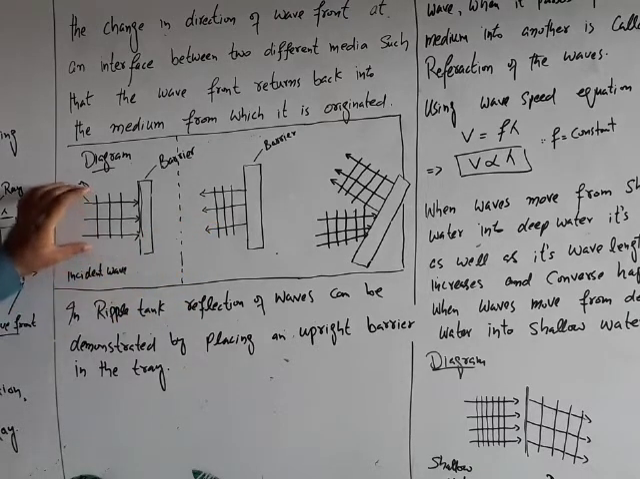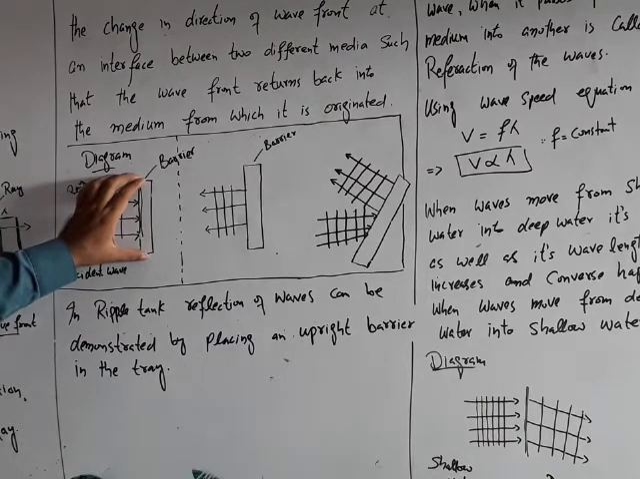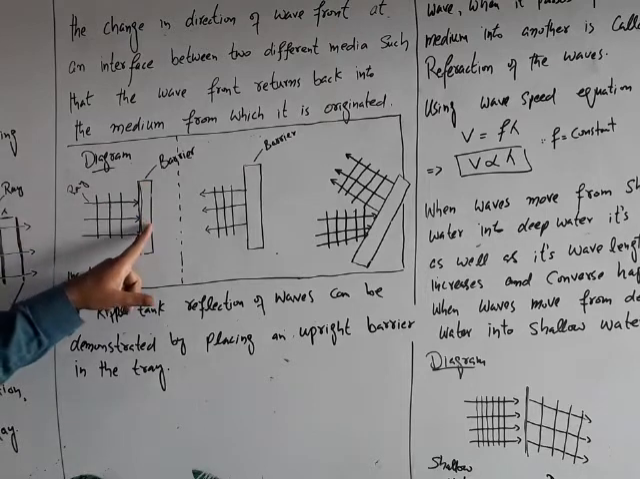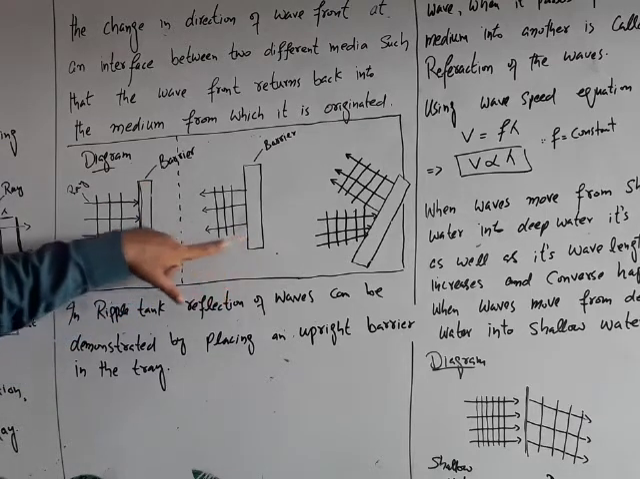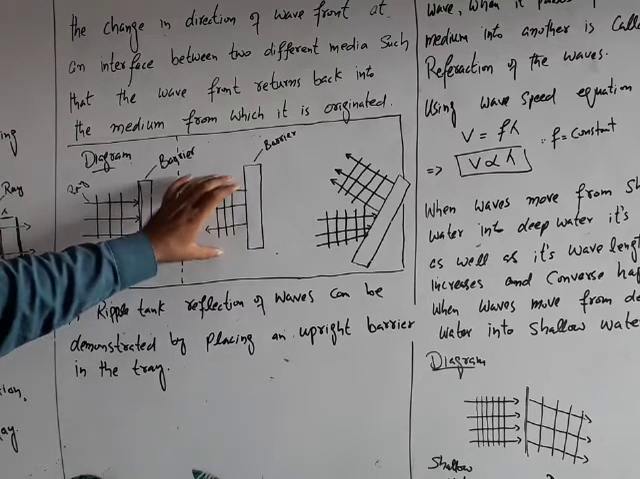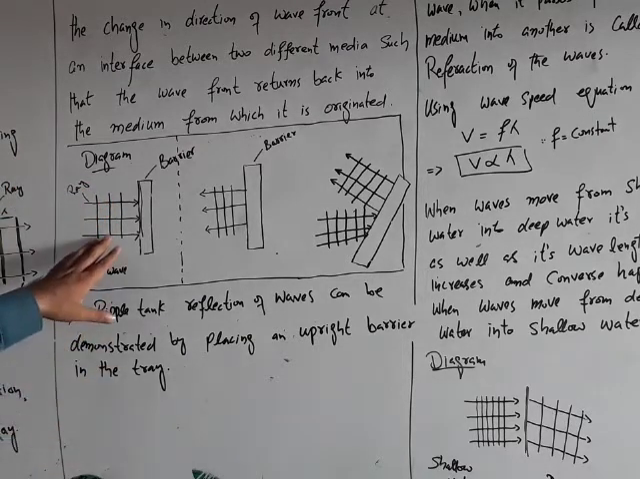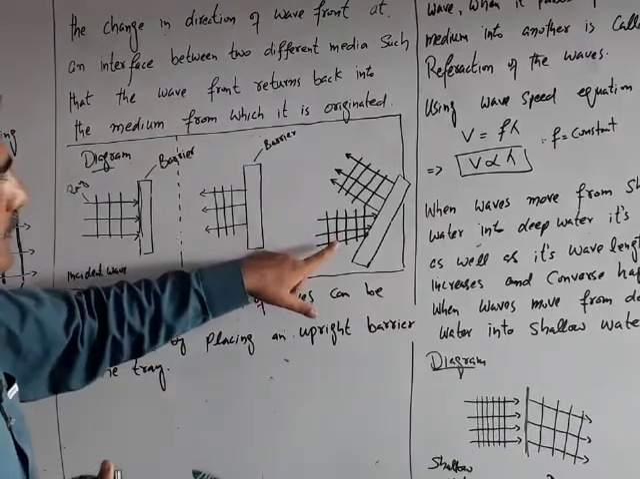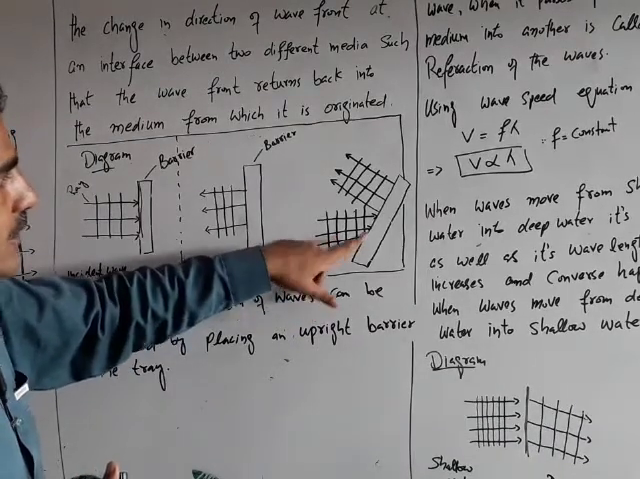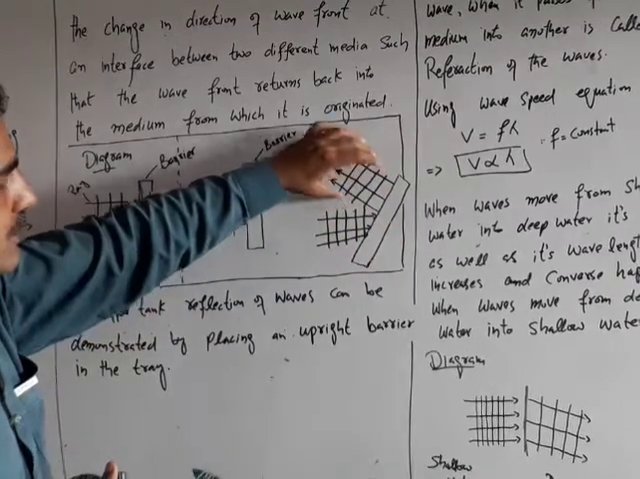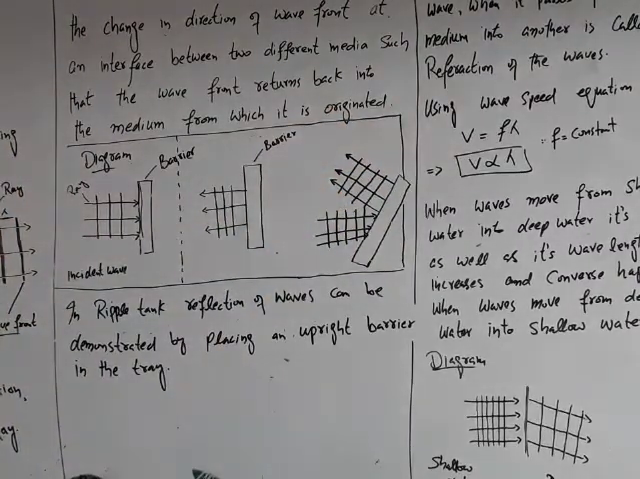Consider that this is the incident wave while this is the barrier between the two media, and after striking the barrier it bounces back to the first medium. So this process is called reflection of wave. Here the reflection of the wave takes place with the same angle as that of the incident wave. If the incident wave comes with a certain angle, then the reflection will take place with the same angle as that of the incident wave. So this is known as reflection of wave.